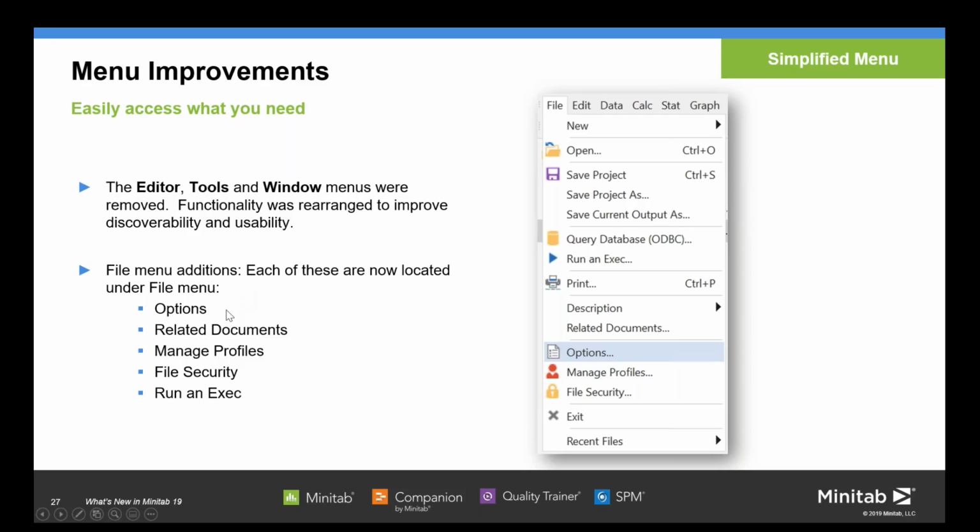So remember the options. Just before, when I was talking about the capability analysis and that you could set the global option, that was usually under the tools options setup, but that's where Minitab put it. It's good practice to put any kind of preferences underneath the file menu. So now you'll find all the options underneath the file menu, and that's how you'll access them. That's also where you'll access related documents. It's where you can manage profiles and your file security. For those macro users, this is where you can run an exec as well.